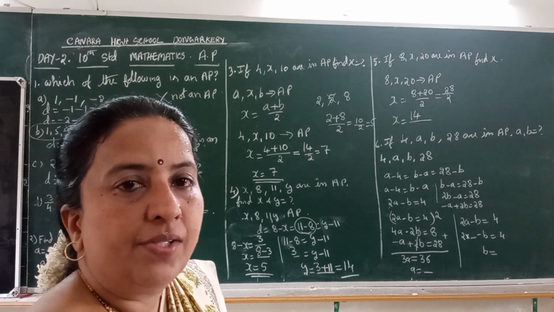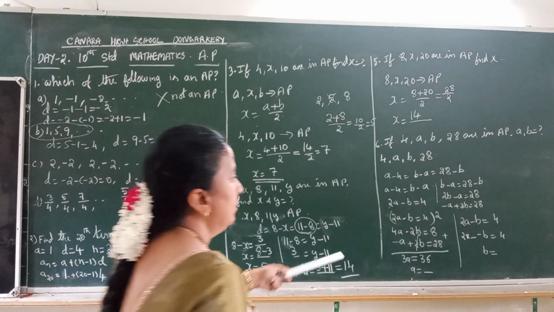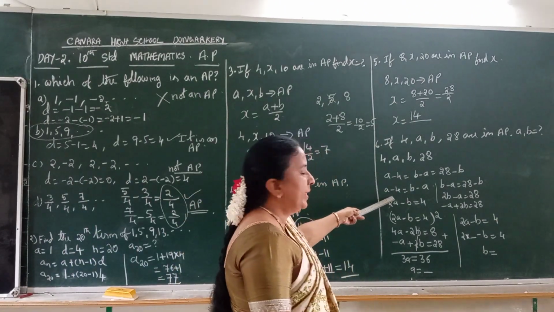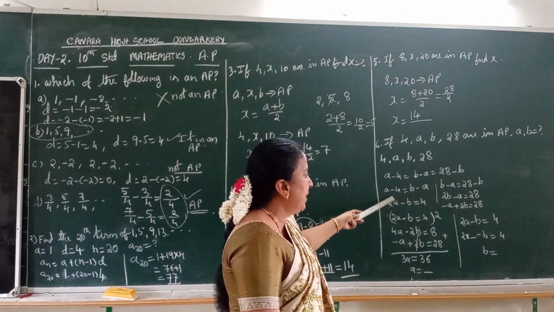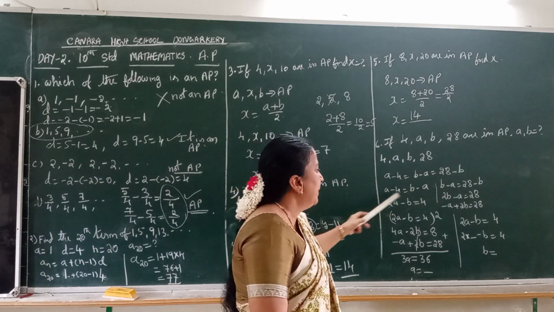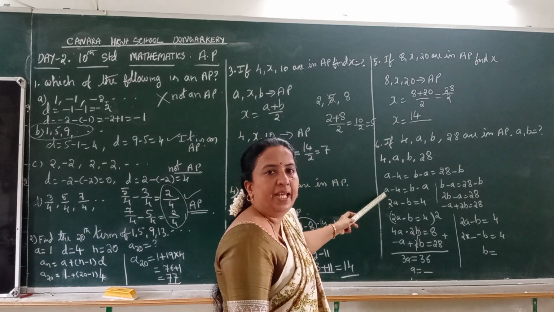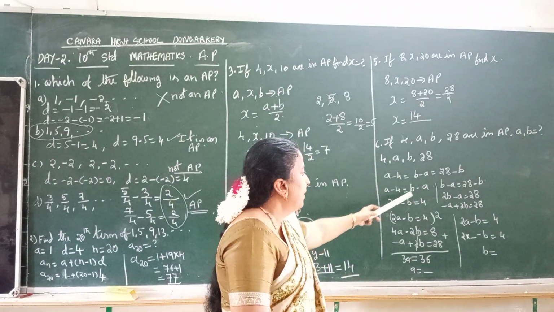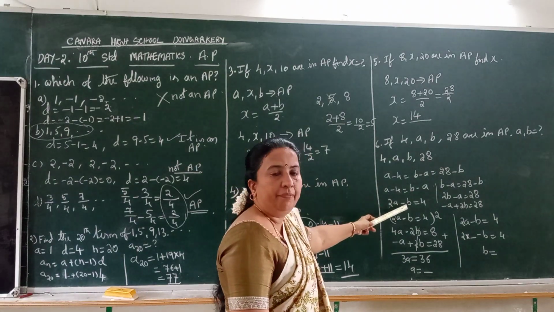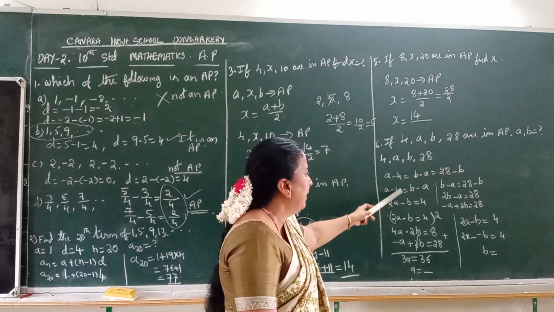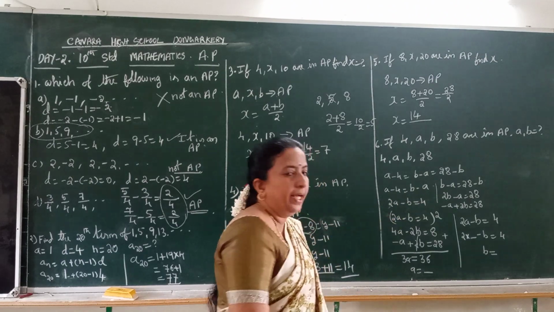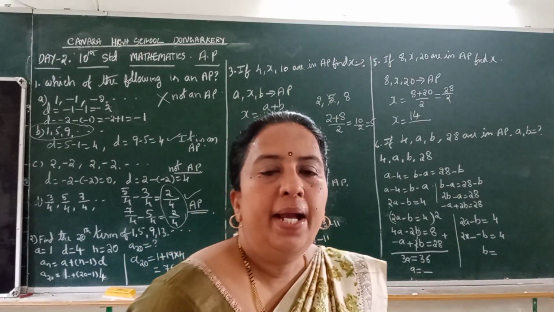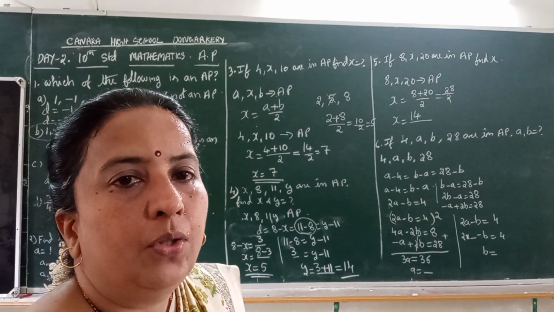Take two equations together. a minus 4 is equal to b minus a. Bring a to left hand side: a plus a will become 2a. Bring b to left hand side, it will become minus b. Take 4 to right hand side. 2a minus b is equal to 4.